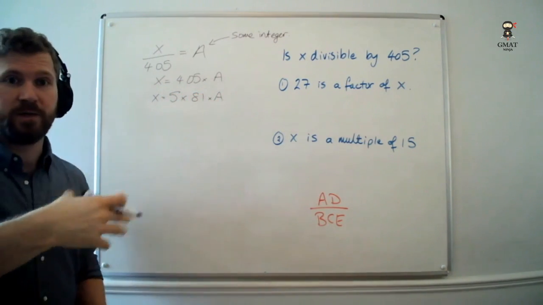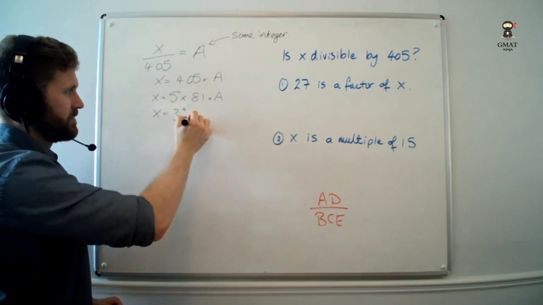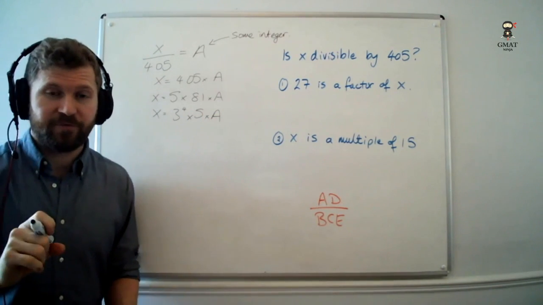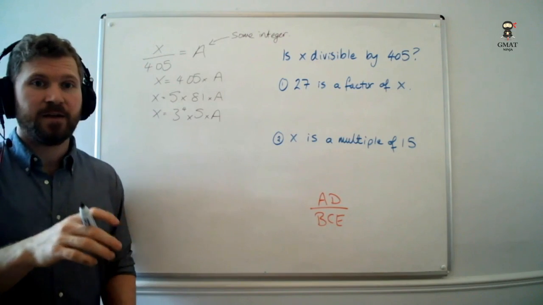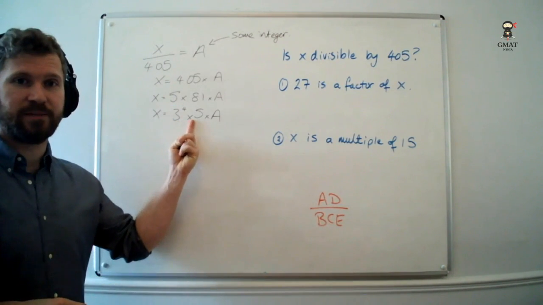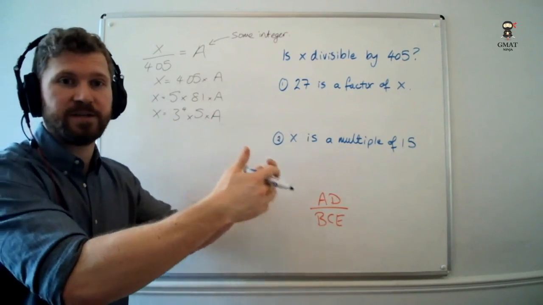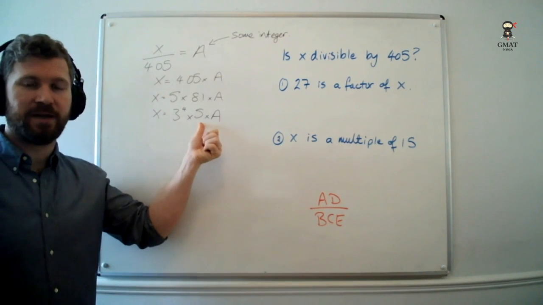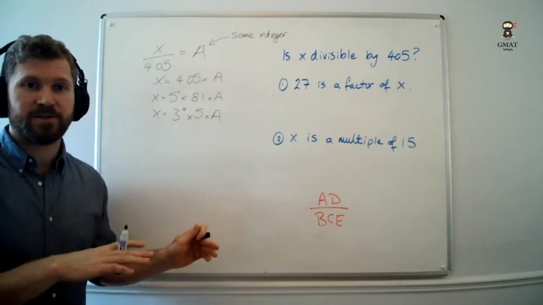Now 81 we can begin to split down. That's just powers of 3, and if you keep going, x is going to be 3 to the 4 times 5 times a. Now if x is divisible by 405, then in its prime factorization, it will have 3 to the 4 times 5 times something. The a could be various other numbers, but at the very least, we're going to have a 3 to the 4 and a 5 in its prime factorization. So that's what the question's asking us to do.